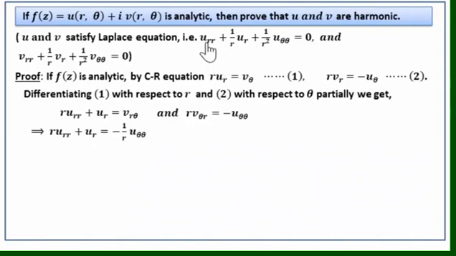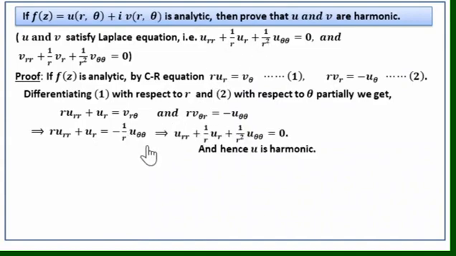But we need this, right? Here the coefficient of urr should be 1 only, so we divide this equation throughout by r. So we get urr plus 1 by r ur equals minus 1 by r square u theta theta. Then take the right-hand side term to the left-hand side. We get urr plus 1 by r ur plus 1 by r square u theta theta equal to 0. That is, u satisfies the Laplace equation, and hence u is harmonic.